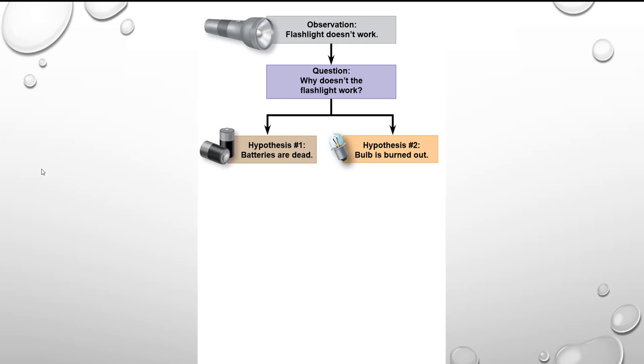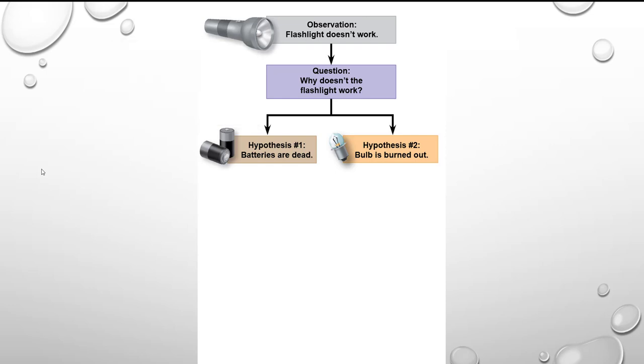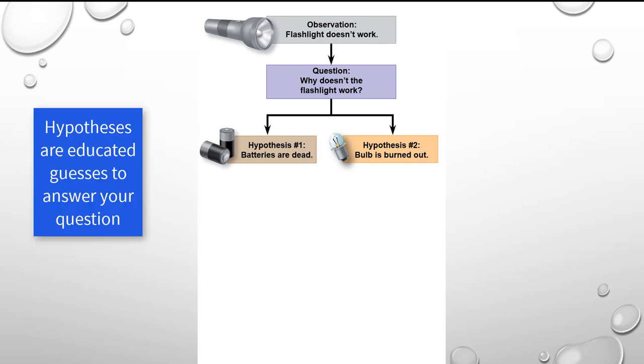The next step of the scientific method is you ask a question. Why doesn't the flashlight work? Next, you might come up with some hypotheses. My first hypothesis would be, I bet the batteries died. Or another hypothesis could be the bulb burned out. That's another possible answer to your question, right? A hypothesis is basically an answer to the question that can be tested.